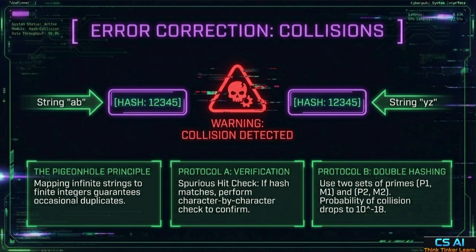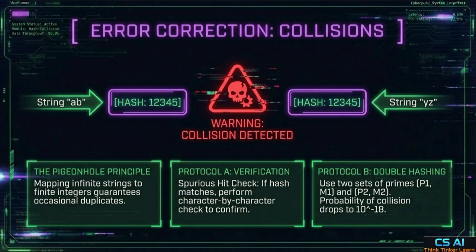In any hashing system, we have to talk about error correction, because of the pigeonhole principle. Mapping an infinite number of possible strings to a finite set of integers, collisions are a mathematical certainty. If two different strings like AB and YZ accidentally produce the same hash, we call that a spurious hit. We handle this with two defensive protocols.